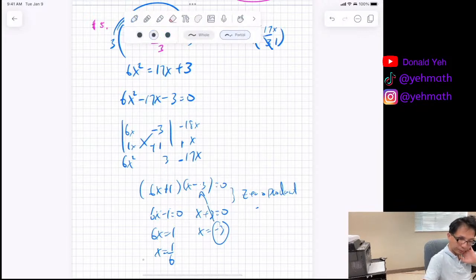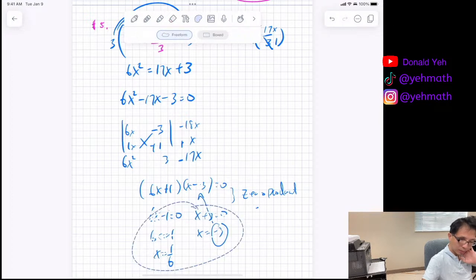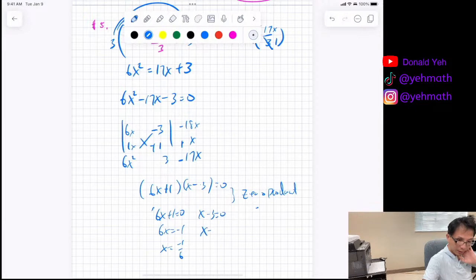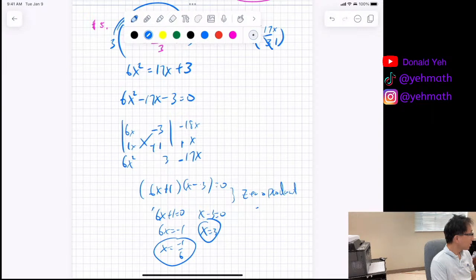So then let me redo this part. You're going to get 6x plus 1 equal to 0. 6x equal to -1, x equal to -1 over 6. x minus 3 equal to 0, x equal to 3. This one is very important for pre-calc because of the data.